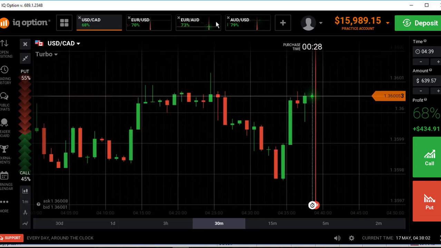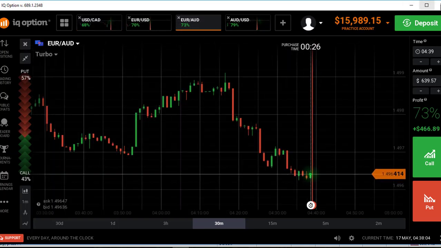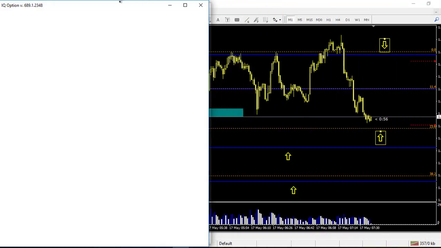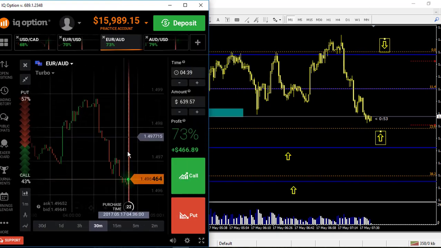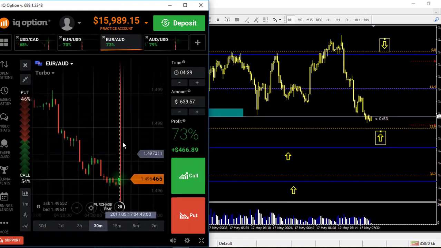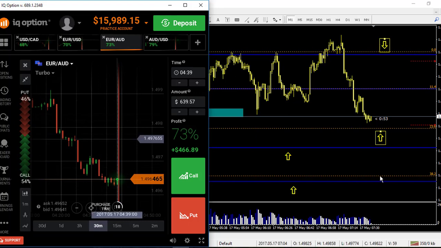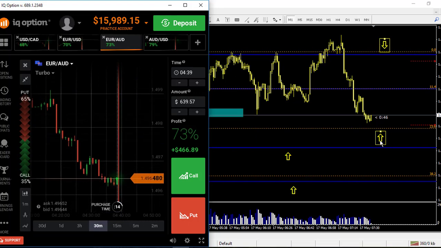So I go on Euro odd, and I reduce my chart in this part, and I always verify the price on 2 different platforms. One is IQ, where I trade, and the other is MetaTrader, so I am sure that the price behaves correctly and there is no manipulation of price.